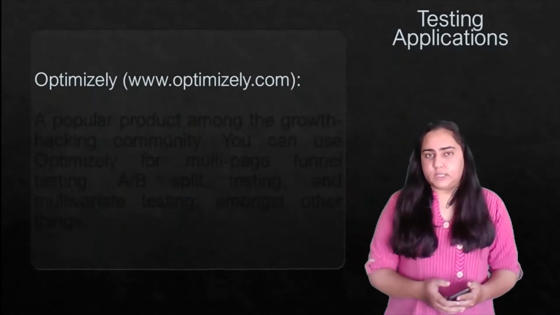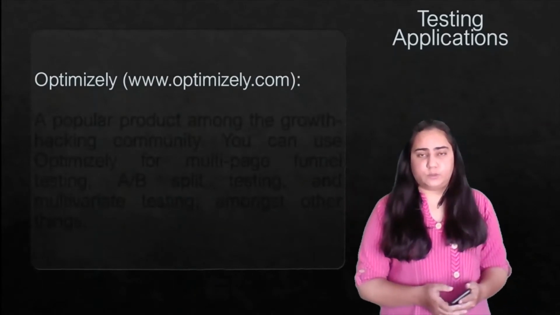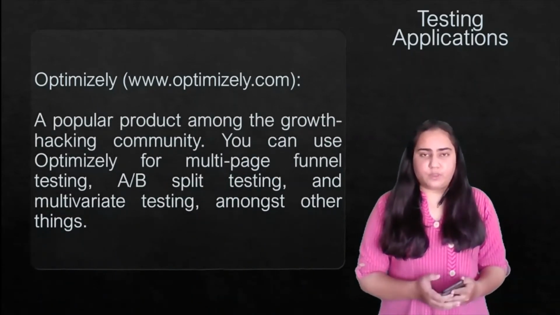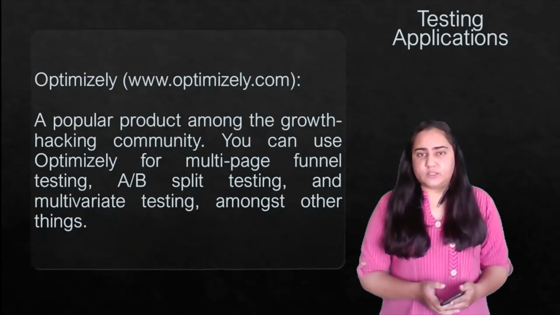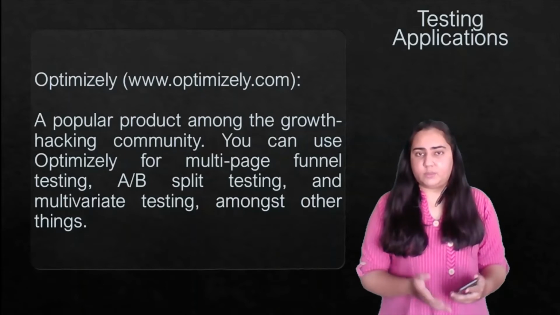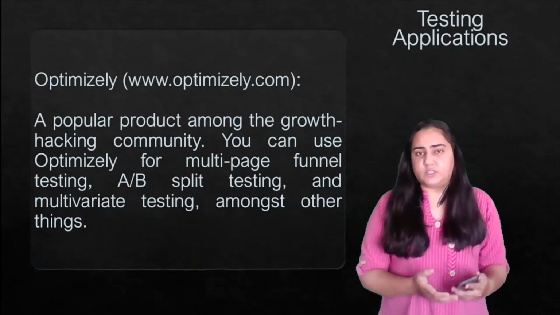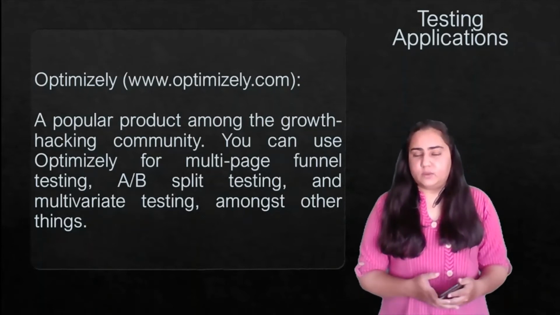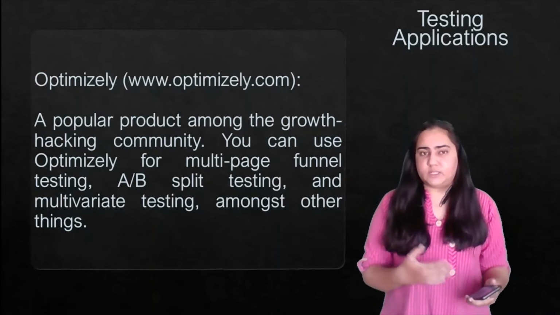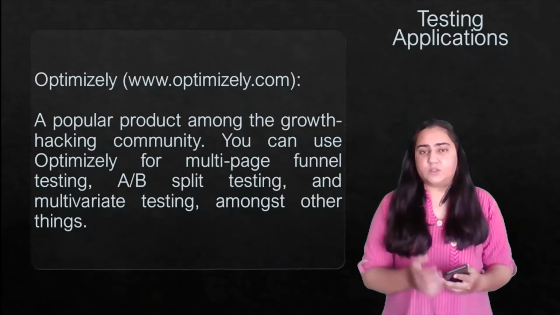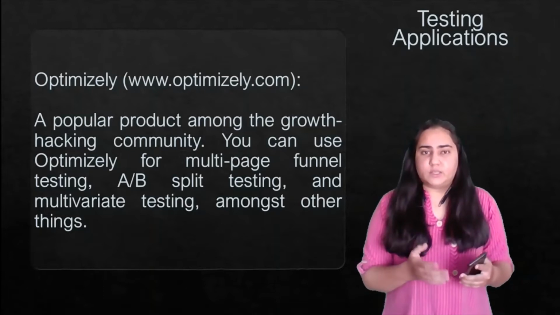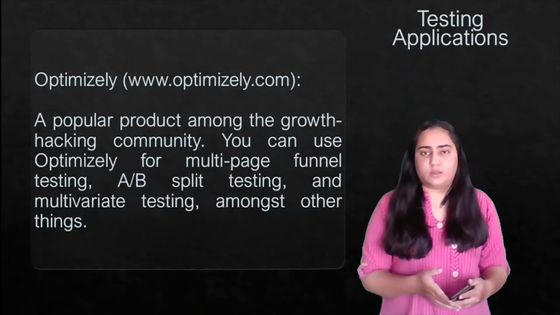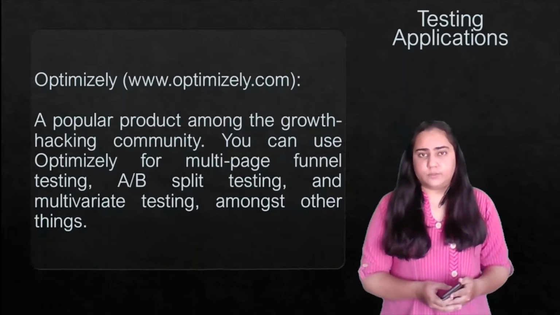Next, we have Optimizely, which is available at www.optimizely.com. It is a popular product among the growth hacking community. You can use Optimizely for multi-page funnel testing, A/B split testing, and multivariate testing, amongst other things. It allows you to perform A/B split as well as multivariate testing, and you can also use it for multiple-page funnel testing to know whether your sales funnel is working properly or not.